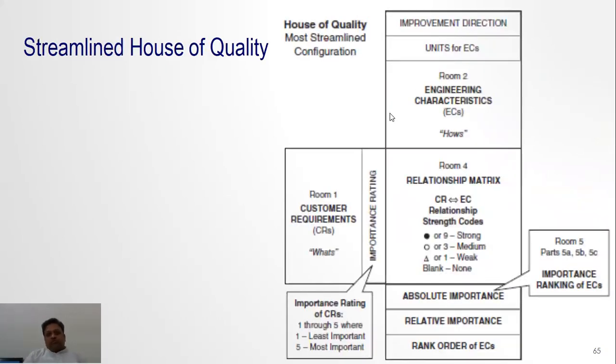So, room 1, customer requirements, whats. The importance rating of CRs is 1 through 5, where 1 is least important and 5 is most important. In a similar way, room 2, engineering characteristics, hows. And the relationship matrix, CR to ECs. And absolute importance, room 5, parts 5A, 5B, 5C. Importance ranking of ECs.